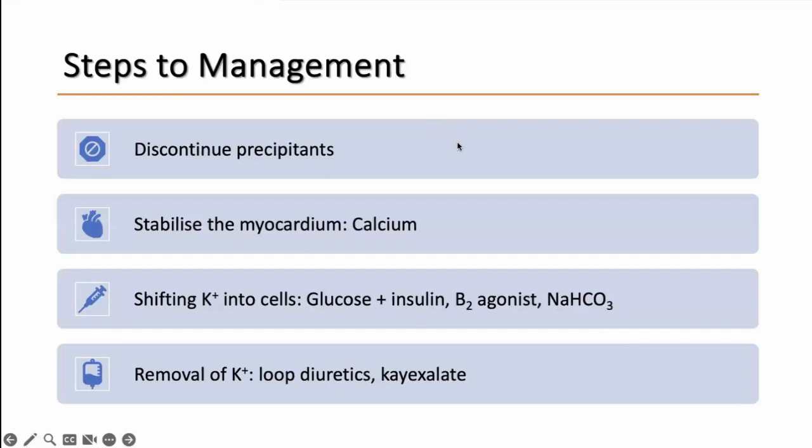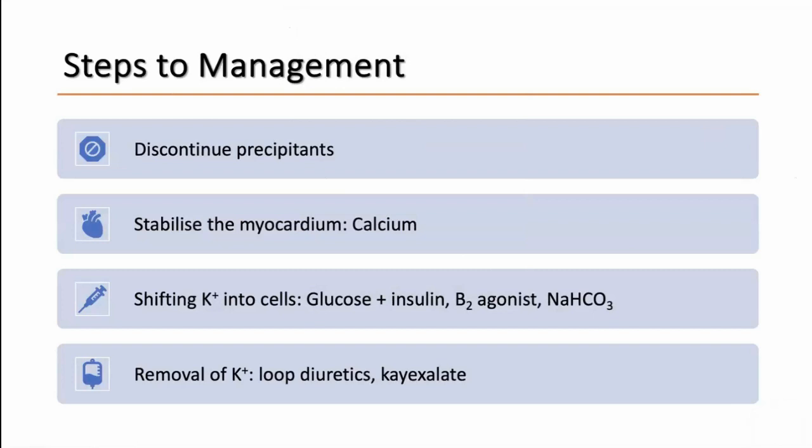Like we said, your oral intake or IV supplements of potassium, you need to make sure that those are stopped immediately. The second is that you need to stabilize that myocardium. If you're having these ECG changes, you know that there's already myocardial compromise. So you need to stabilize this myocardium. And the way we do that is with calcium.